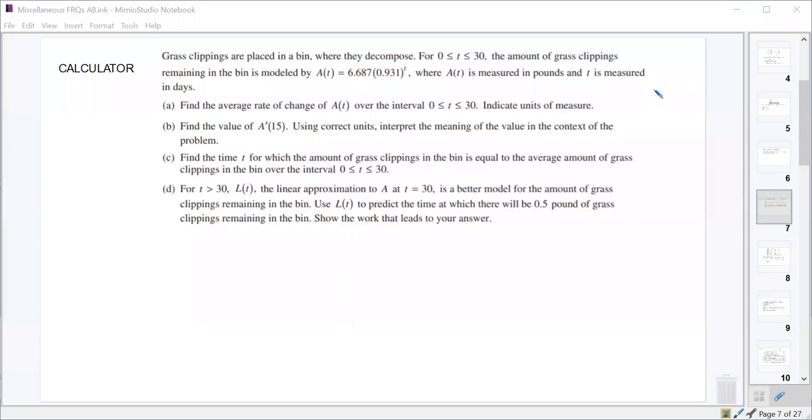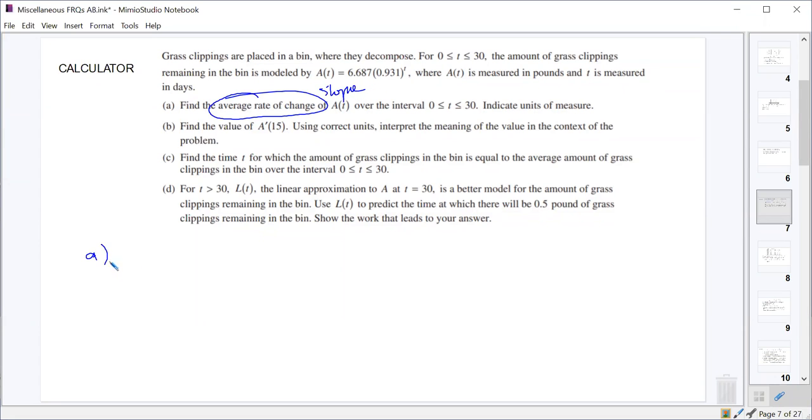We've got grass clippings that are being placed in a bin, and then they're decomposing. We are given a function that represents the amount remaining in the bin, A of t. We want to find the average rate of change of A of t on the interval from 0 to 30. An average rate of change is just a slope.